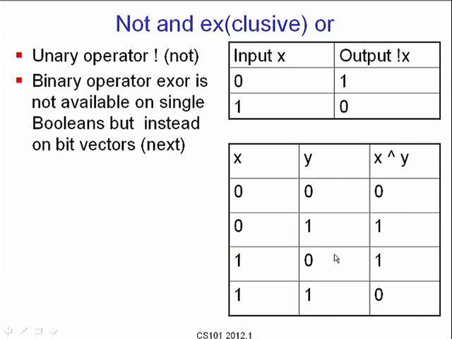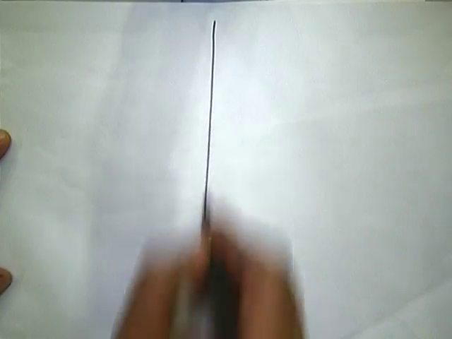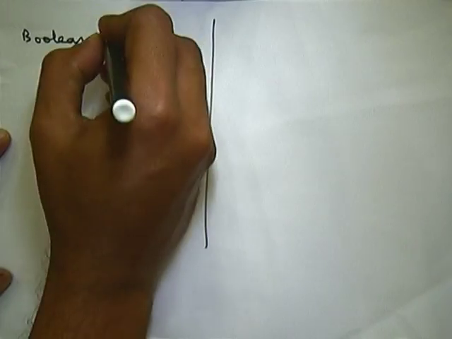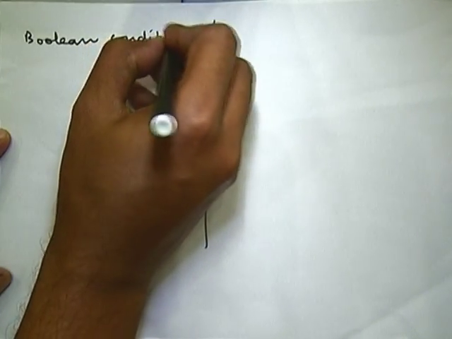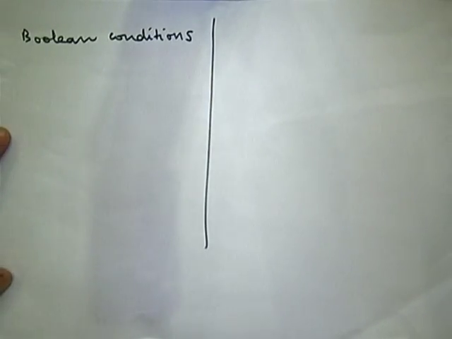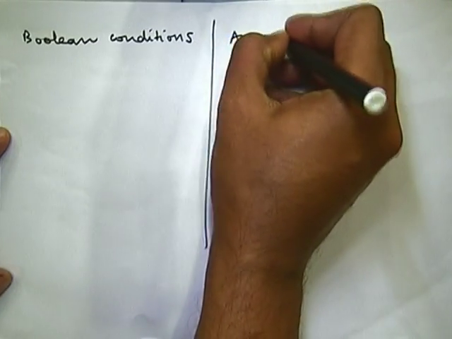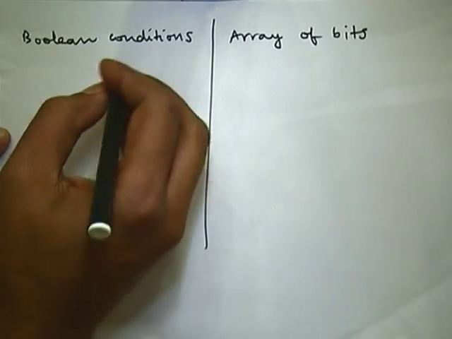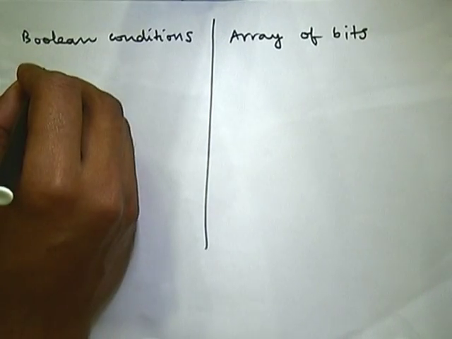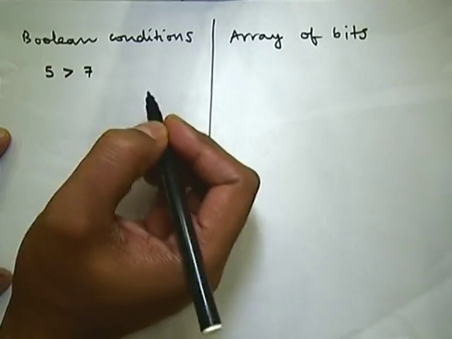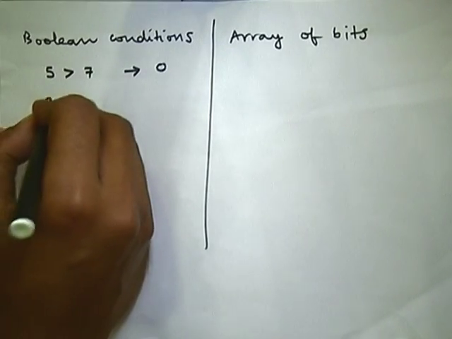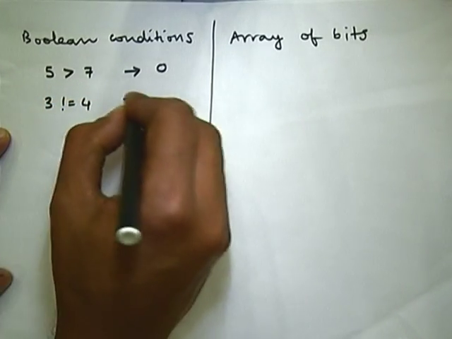Now, you can do logical operations. So there are two classes of operations in C++. One is with Boolean conditions. The other is with arrays of bits. These are slightly different. So one Boolean condition is say 5 greater than 7. So the value of this is false. Then there is 3 not equal to 4, the value of that is true.